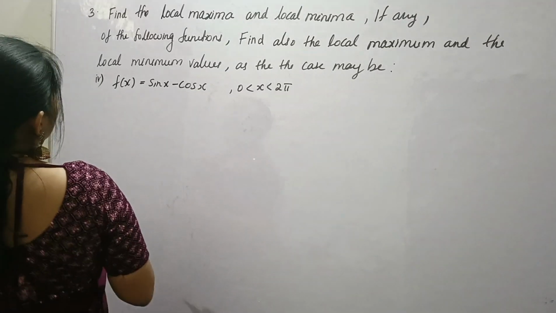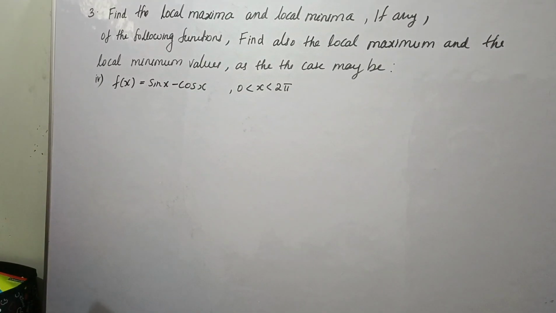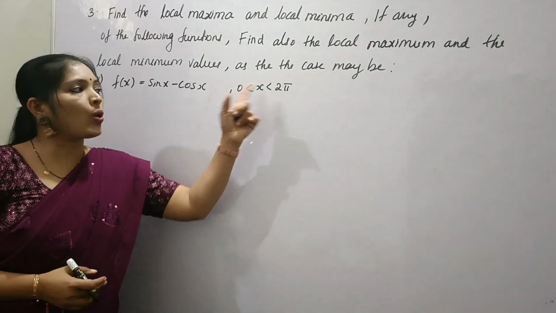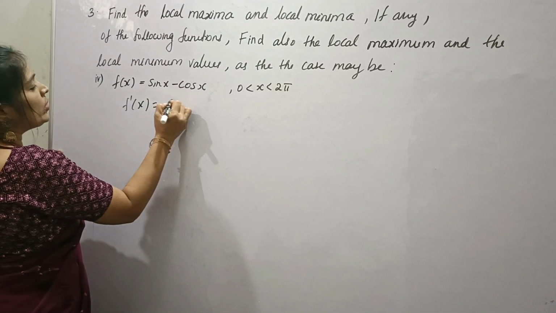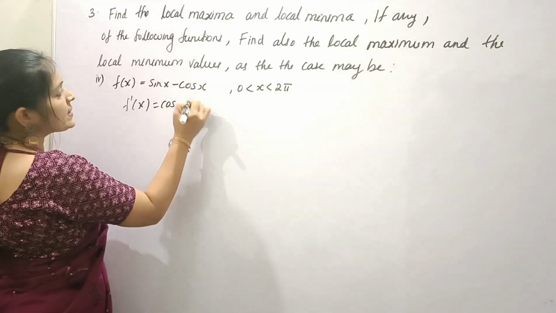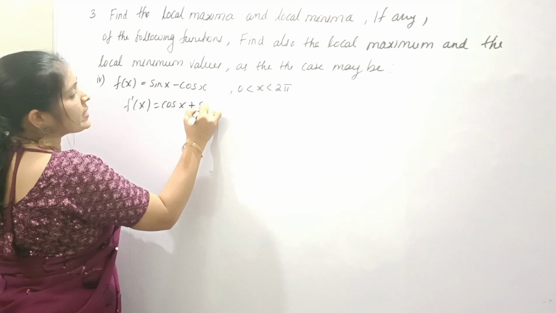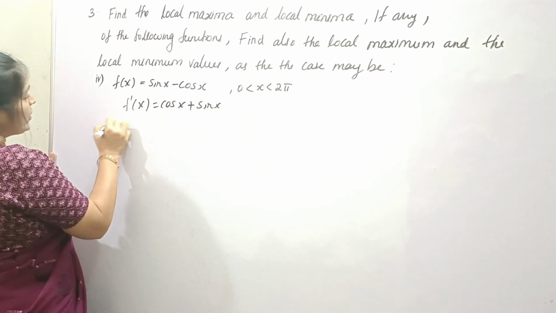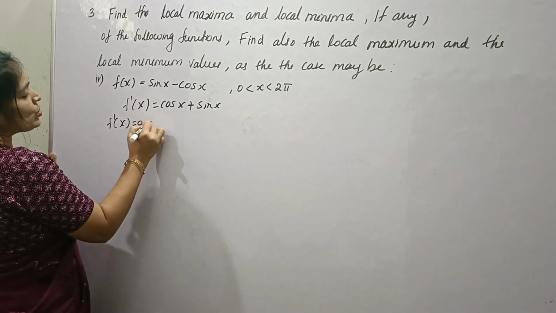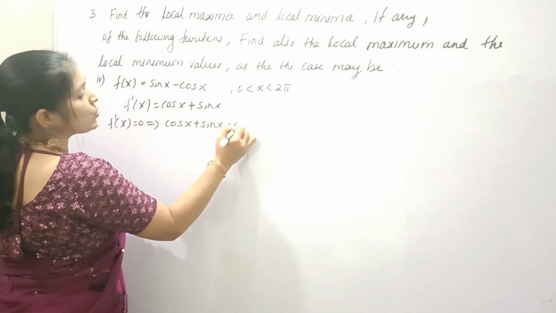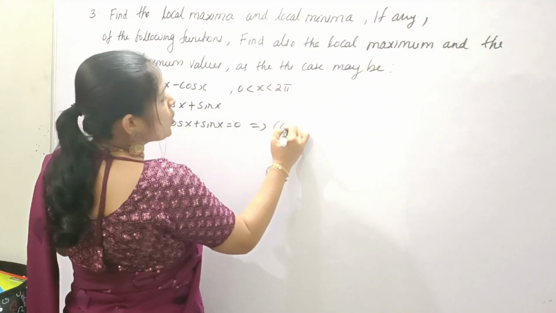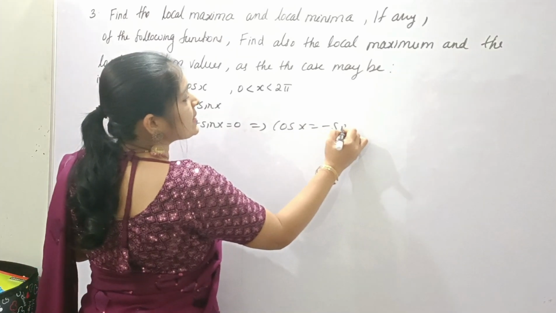Fourth function, f of x is equal to sin x minus cos x. See x between 0 and 2 pi. Okay. So first of all, f dash of x is equal to cos x plus sin x. So next, f dash of x is equal to 0 implies cos x plus sin x is equal to 0. That implies cos x is equal to minus sin x.